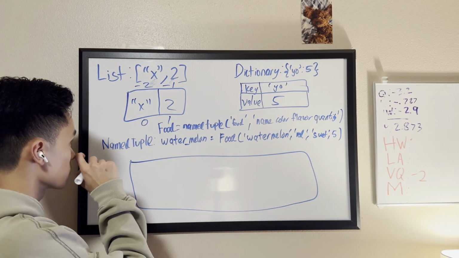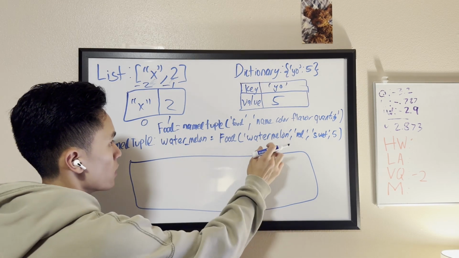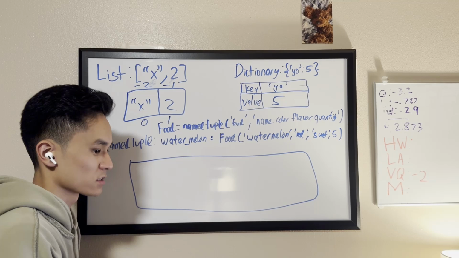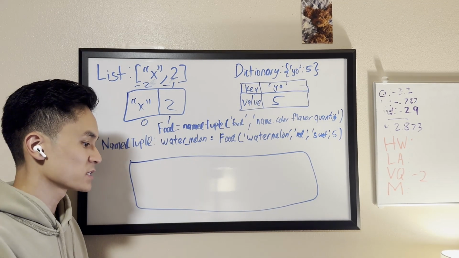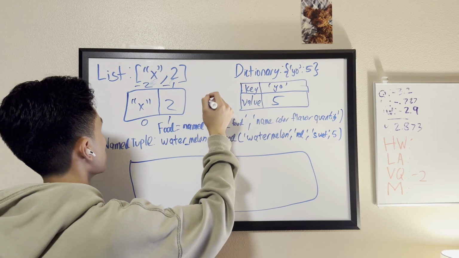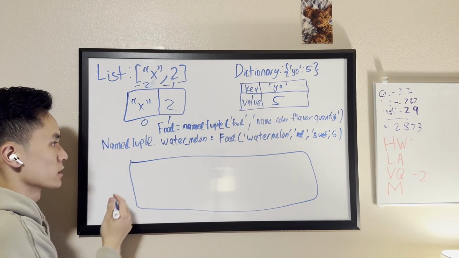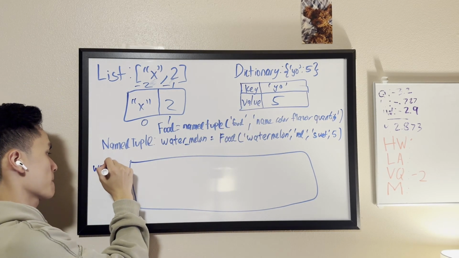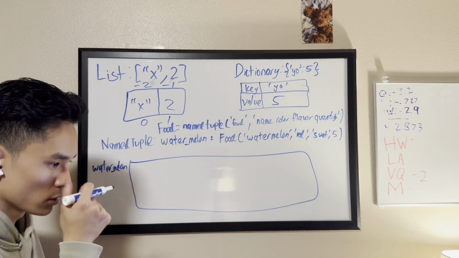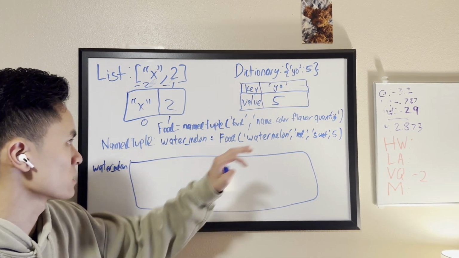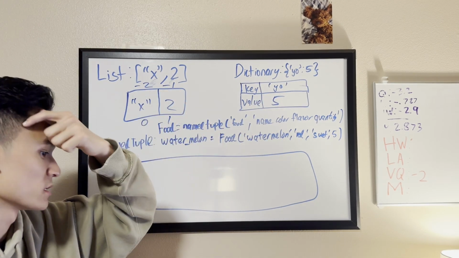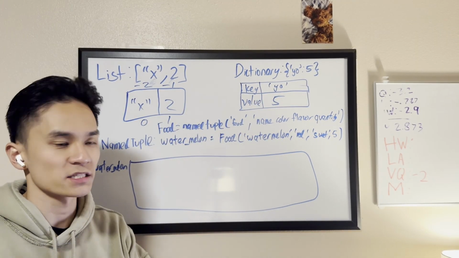So first, let's count how many elements we have. Watermelon, red, sweet, and 5. Excellent. Next up, we have to specify the attributes. Also, if you have a variable name, go ahead and label it. So this is going to be a combination: we have to specify what the attribute names are as well as the indexes, because with tuples, you can access it from both ways.